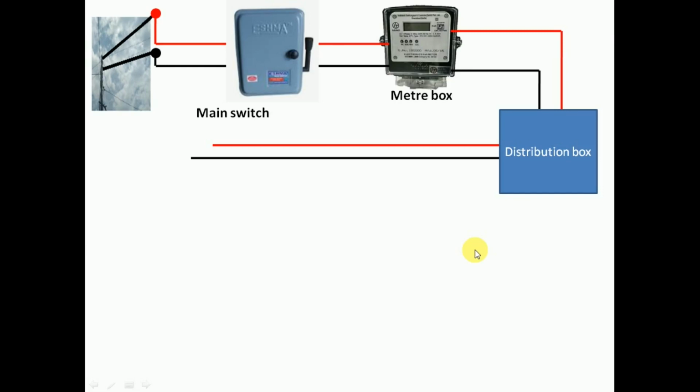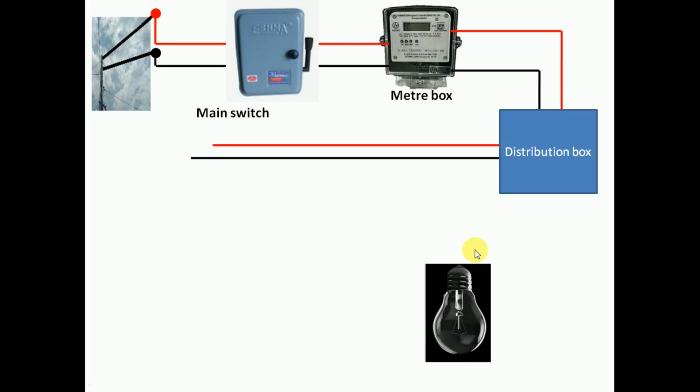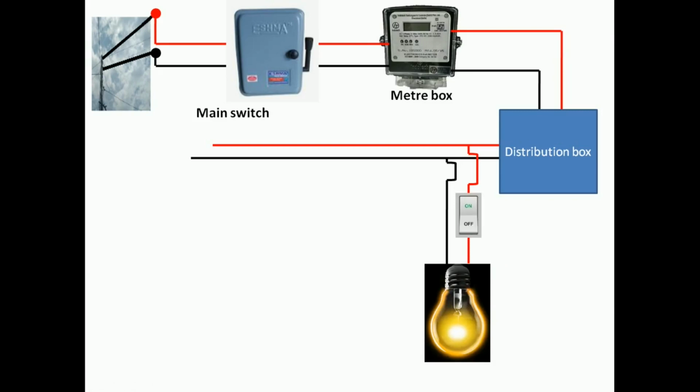So now we have understood that if you want to connect an appliance, you have to connect it across live wire and neutral wire. But I don't need to connect all the appliances throughout the day. I need to disconnect. To do that, I connect a switch, so that I can switch off when it is not required and switch on when it is required. So this switch is a device which disconnects the circuit when it is not in use.